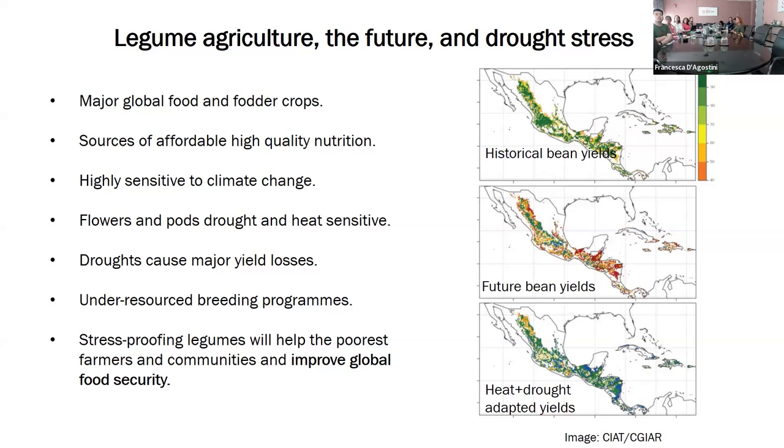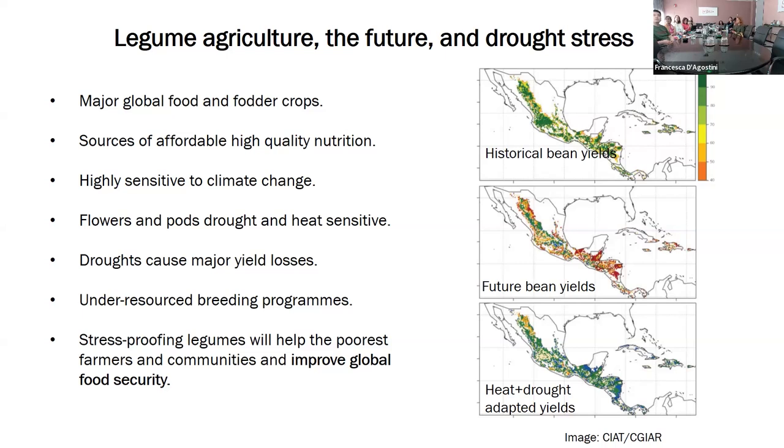But in the context of Phaseolus, your genus from the New World, they are a major global food crop, not just in the Americas where they evolved, but also particularly in East Africa, where they're growing a lot, and they have supplanted other more traditional crops over the last few years. But their flowers and their pods are very sensitive to heat stress, to drought stress, and therefore to climate change. And drought causes major yield losses in many farming systems across the world.